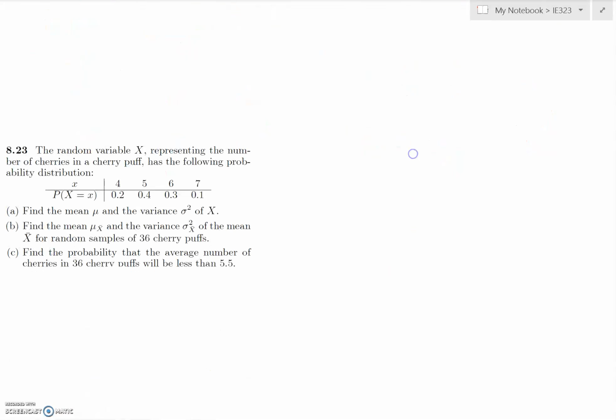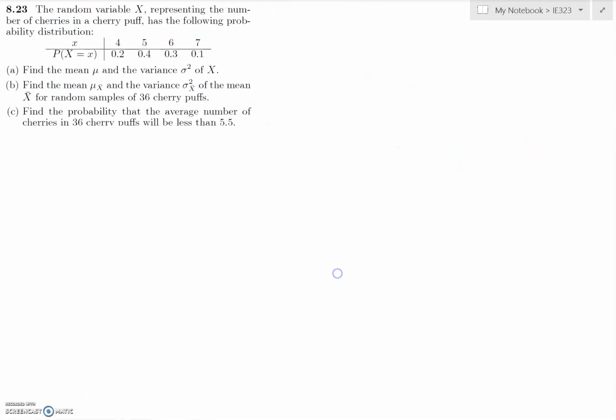Let's take a look at the third problem. The random variable x, representing the number of cherries in a cherry puff, has the following probability distribution. This is the distribution. So find the mean mu and the variance sigma squared of x. So for problem A, we need to find the population mean and the variance.